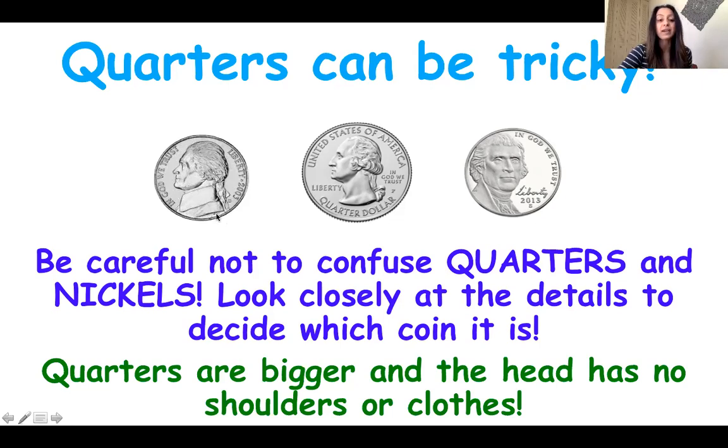So that could be your trick to know whether it's a nickel or a quarter if you're looking at the head side. It's a quarter if there's just a neck with no clothes, and it's a nickel if the neck has a collar and is wearing some clothes. So really make sure to notice all the details so you don't get mixed up between quarters and nickels. They'll trick you.